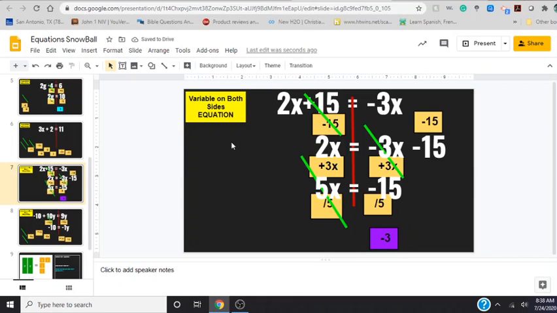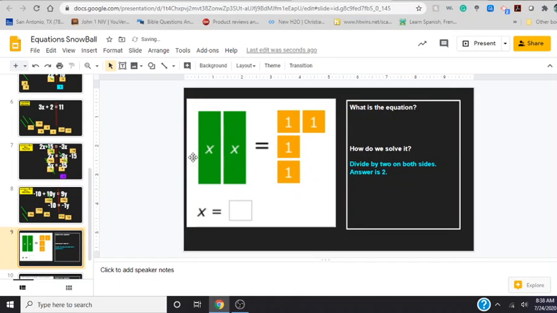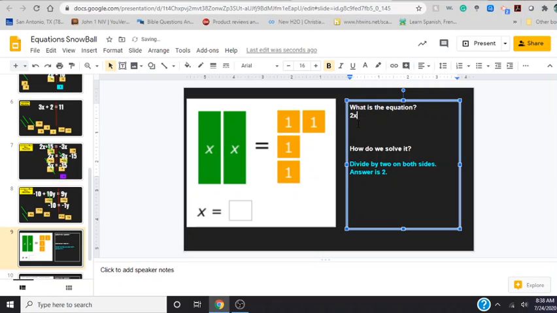All right, and then the last slide were models. How many x's do we have? Because it says, what is the equation? Well, I have 2 x's, so guess what? 2x. And then right here I have an equal sign, so guess what? Equals. And then I have 1, 2, 3, 4, so guess what? 4. And how do we solve it? Divide by 2 on both sides. And the answer will be 2, because 2 divided by 2 on this side is 1, and 4 divided by 2 is 2. So we'd have 1x equals 2. That is how you do the snowball assignment.